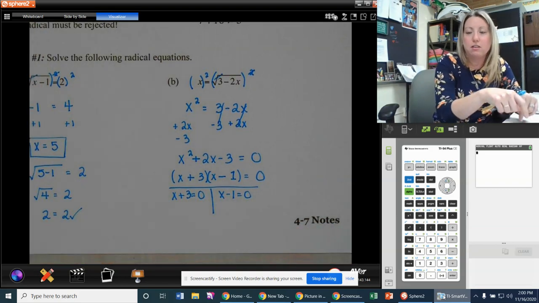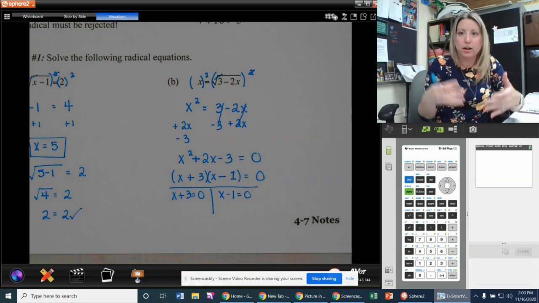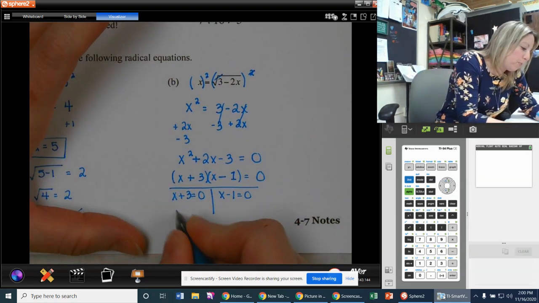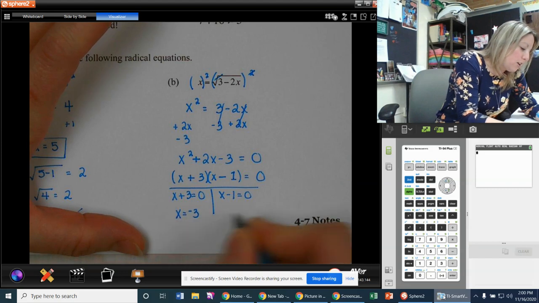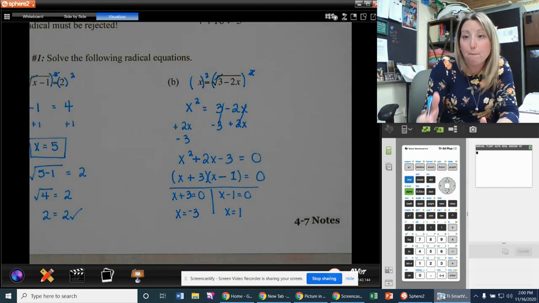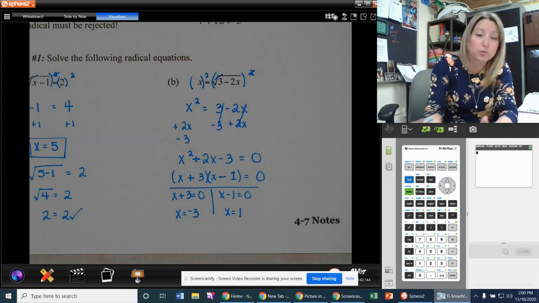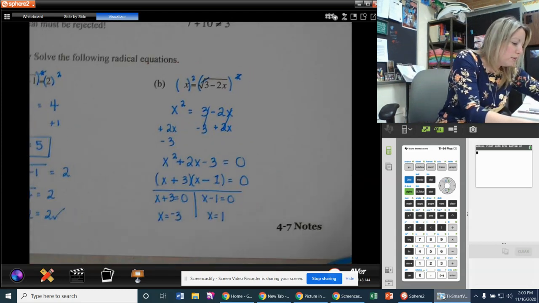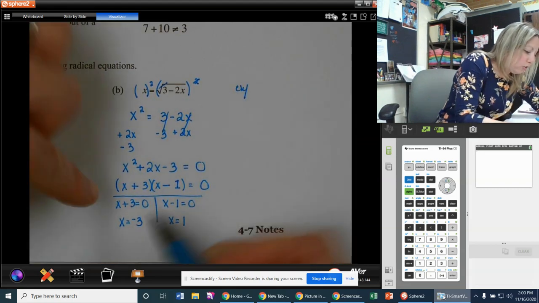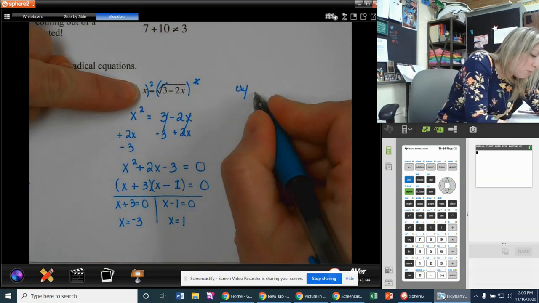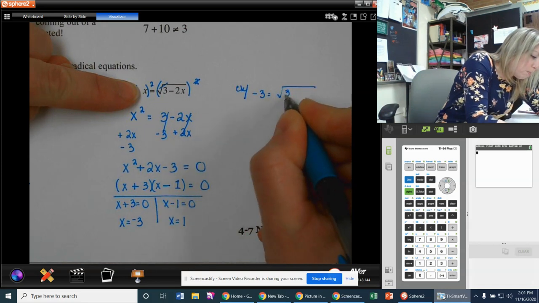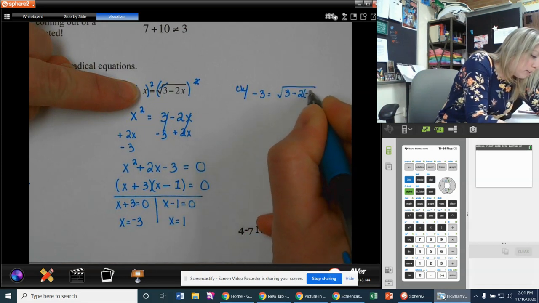I've got to see that. You can't just go directly to the answer. I've got to see that you've set each factor equal to 0. And we get x equals negative 3 and x equals positive 1. Now we have to check both of those answers. So before I can box anything in, I'm going to check. And I'm going to start with checking negative 3. So negative 3 equals radical 3 minus 2 times negative 3.